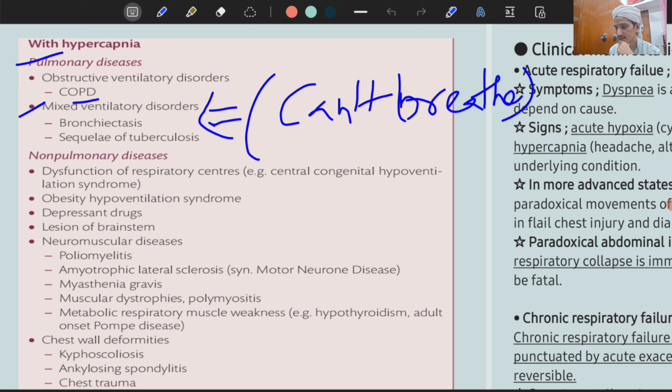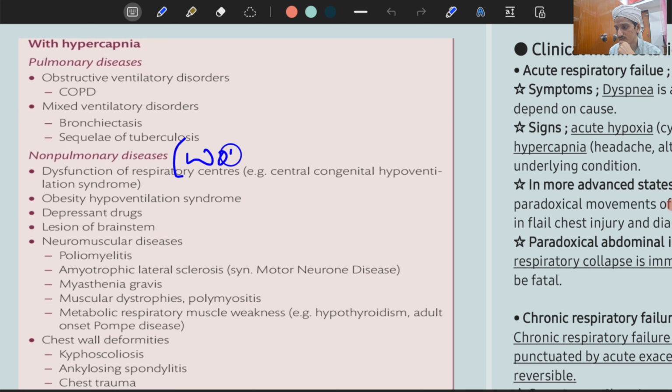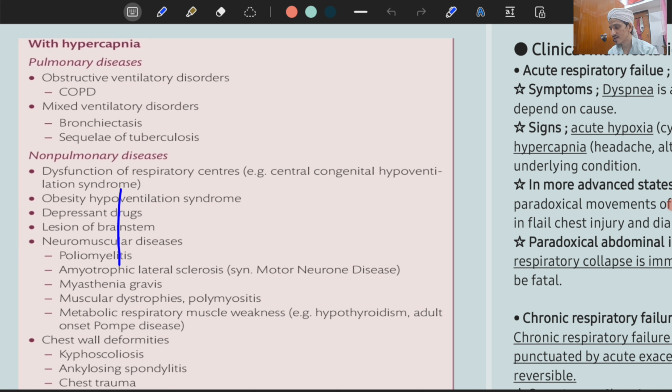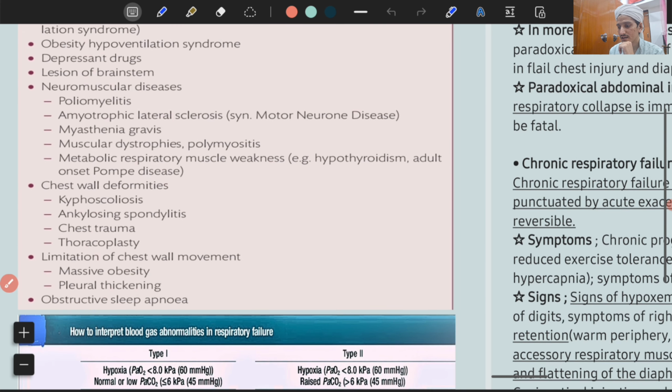Okay, and this is won't breathe causes. Dysfunction of the respiratory center, for example, central congenital hypoventilation syndrome, obesity induced, depressant drugs, regions of brainstem, neuromuscular diseases. We have discussed myasthenia gravis, ALS, poliomyelitis, dystrophies. Okay, chest wall deformities. Chest wall deformities will come under can't breathe only.